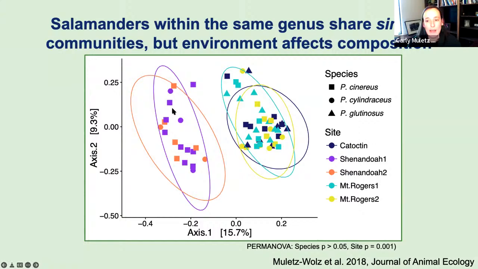The shapes are representing the species. So if you're a redback salamander or a slimy salamander, Plethodon cinereus or Plethodon cylindraceus, you have a similar microbial community. But if you're sampled in a different site, you may have a different community. So within the same genus, similar communities, but still an effect of environment.